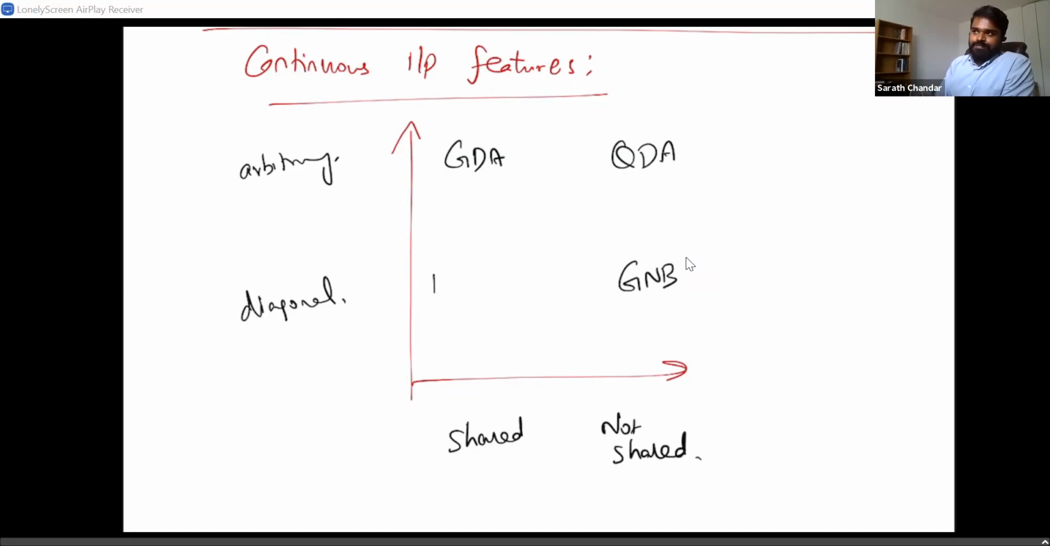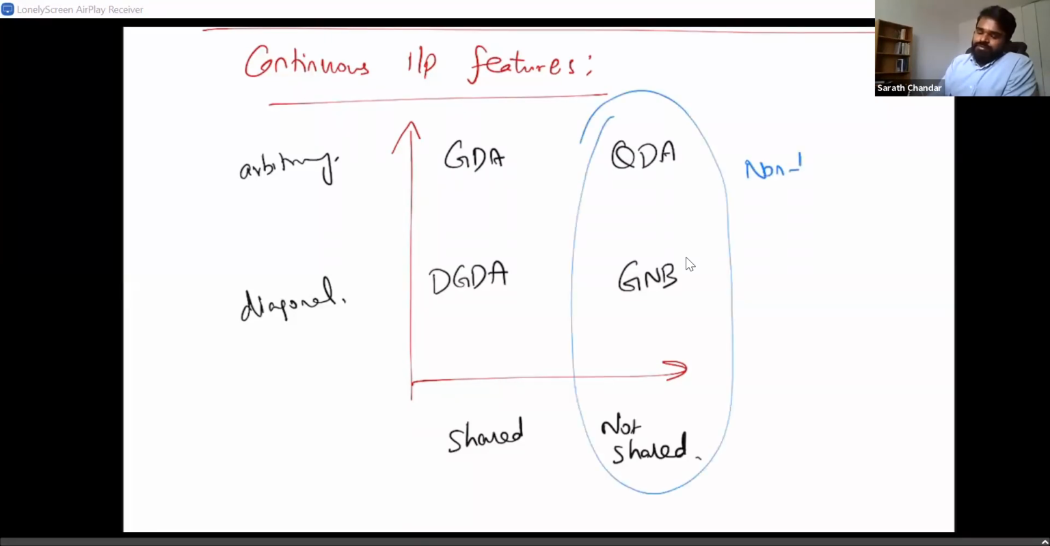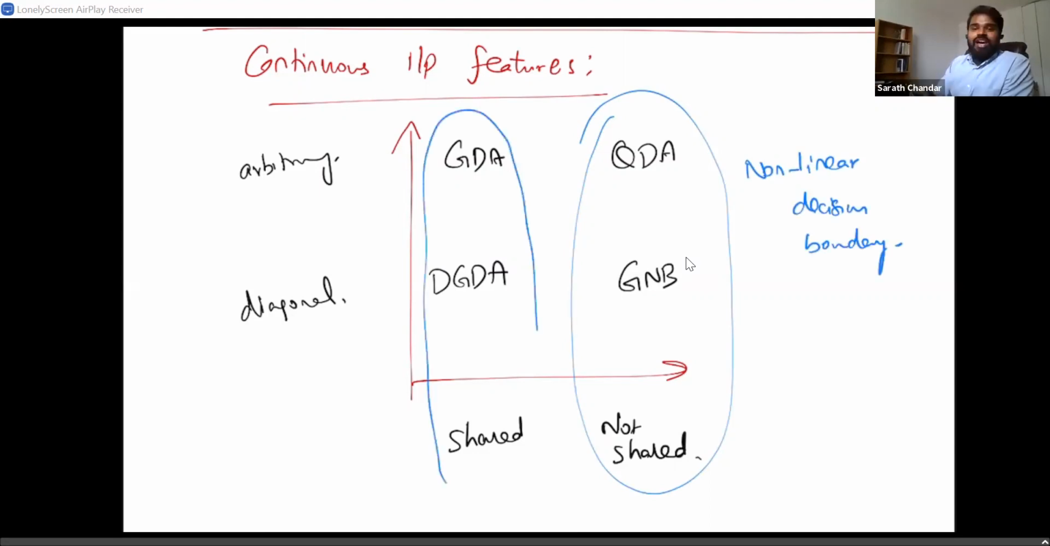To classify these models, the ones that don't share covariance are nonlinear, so these are richer models. On the other hand, when you share the covariance matrix, which is a very restrictive assumption, then you have a linear decision boundary. Okay, so this summarizes 4 different algorithms for generative classification.